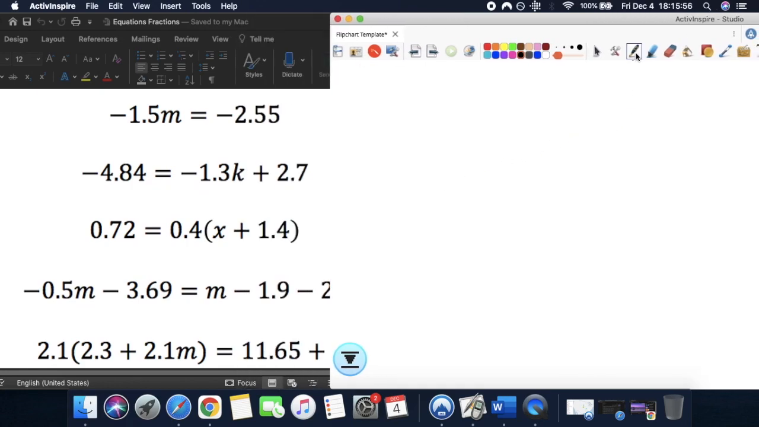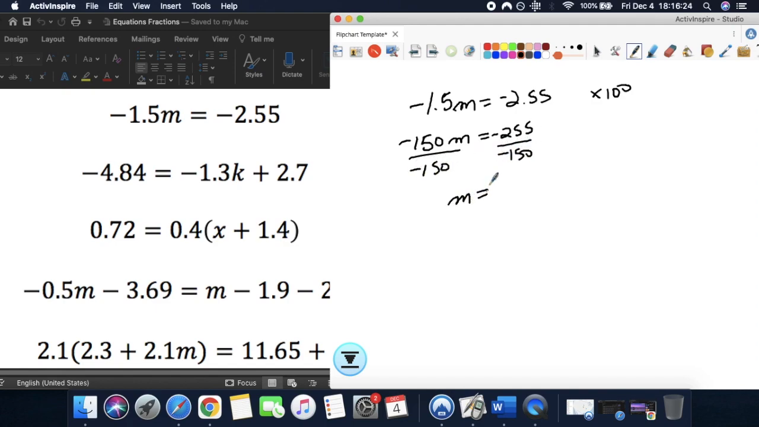All right, so the first one is negative 1.5 m equals negative 2.55. Now multiply everything, the whole line, by 100. Okay, which means we move the decimal 2 over. So it's going to be negative 150 m equals 255. So we divide both sides by negative 150, and m equals, I'm going to leave it like this.